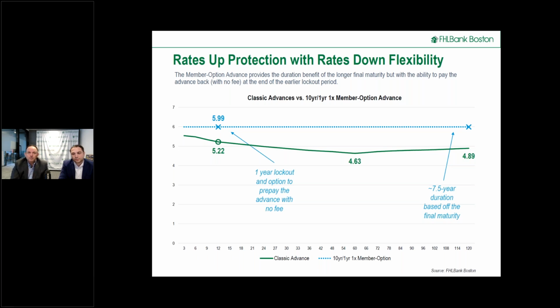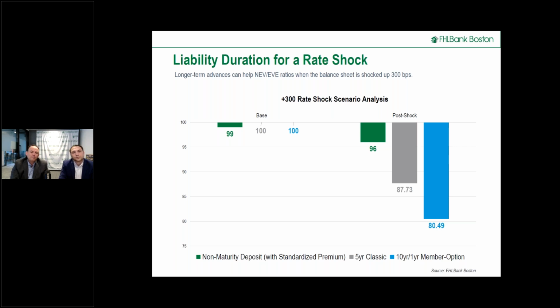And when we pulled this the other day, the rate was 5.99% for that advance, relative to where you can see the 1-year and the 10-year classic advances are. So what's the value of having that long duration liability? The credit unions on the call right now are certainly well aware of this in terms of how the NEV test is structured and the standardized premiums that are assigned to deposits that are, let's call it, very modest.